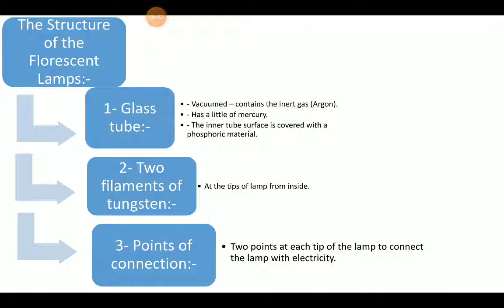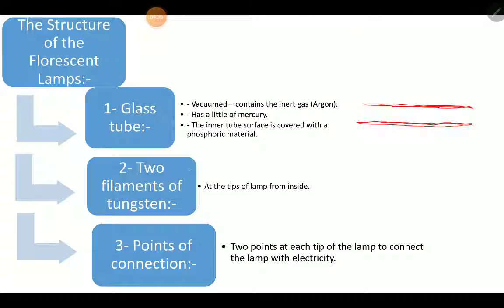Fluorescent lamp consists of number one, glass tube. It is a vacuumed glass tube that contains an inert gas, which is also argon gas, and a little amount of mercury vapor. The inner surface of the glass tube is covered with phosphoric material.